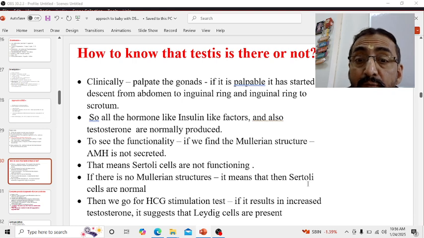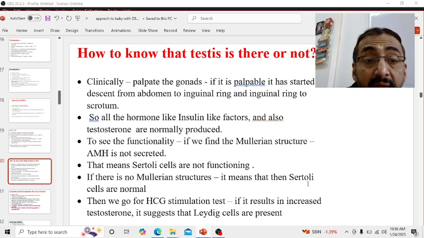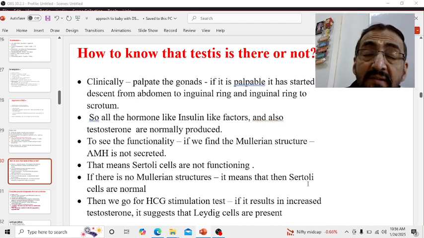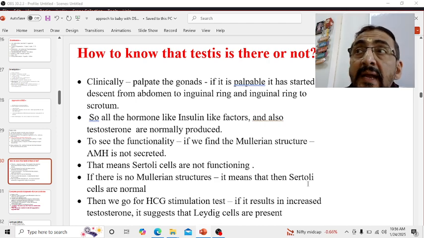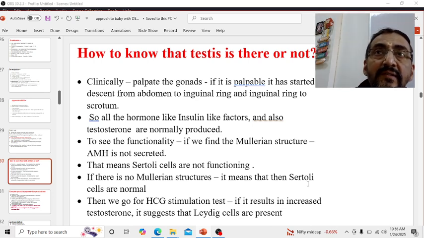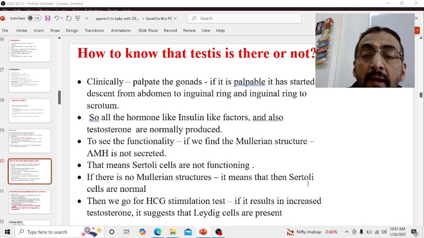Then we have to go for the hCG stimulation test. If it results in increased testosterone after giving the hCG, it suggests that Leydig cells are present, because Leydig cells produce the testosterone. So it suggests that the Leydig cells are present.